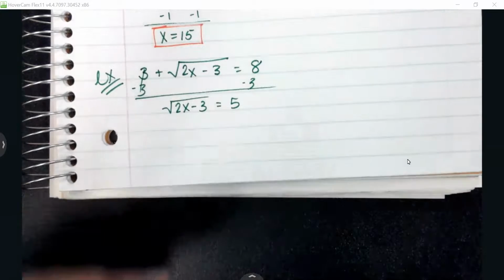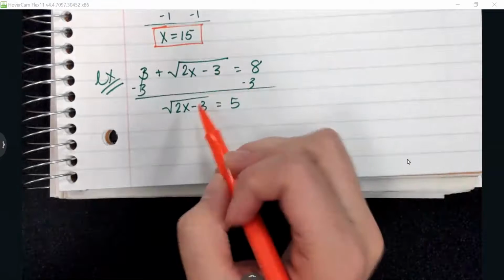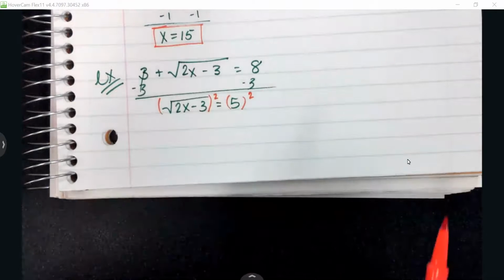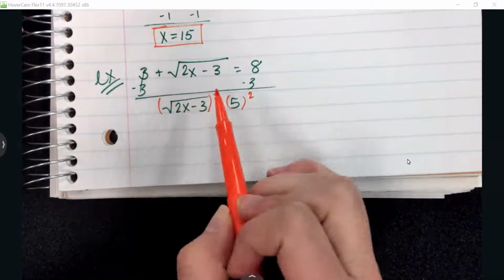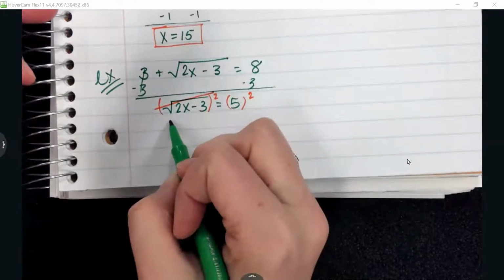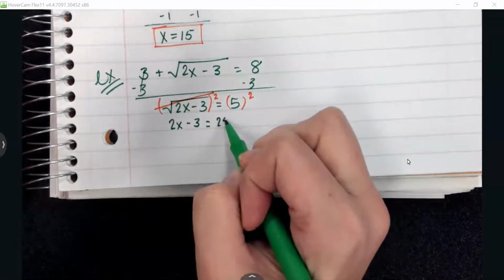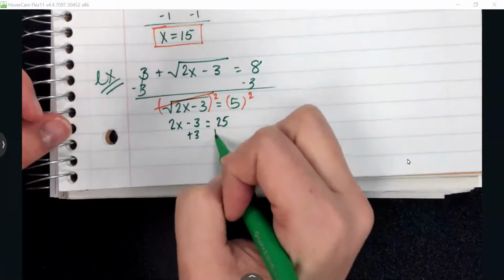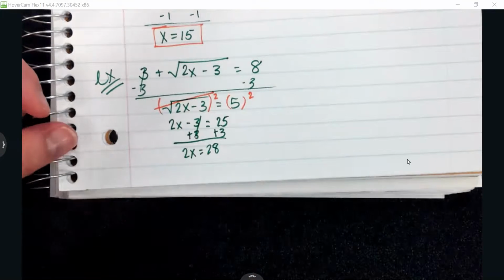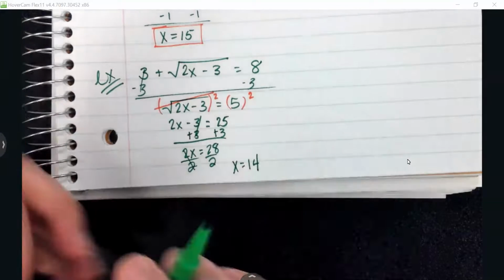What's my next step going to be? What's the most outside thing I have to get rid of? My square root. How do I get rid of a square root? I square both sides. What happens when I square a square root? That cancels out. So all that's left is what's inside. 2x minus 3 equals what? 25. Add 3 to both sides. So 2x equals 28. Divide by 2. So x equals 14.